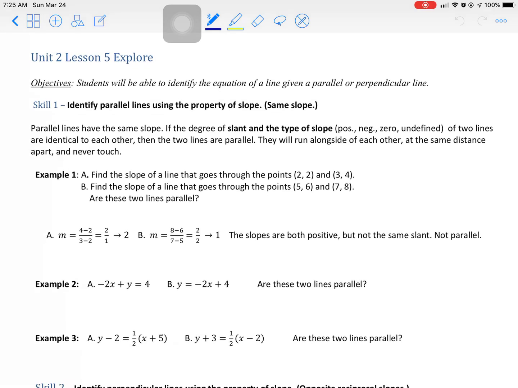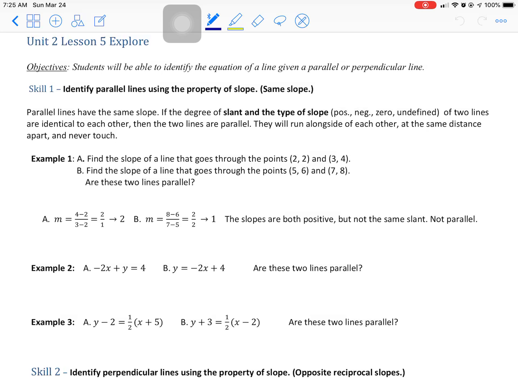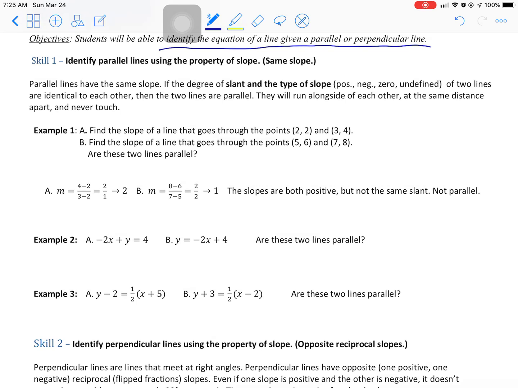Right, Unit 2, Lesson 5: students will be able to identify the equation of a line given a parallel or perpendicular line. All right, skill 1, identify a parallel line.